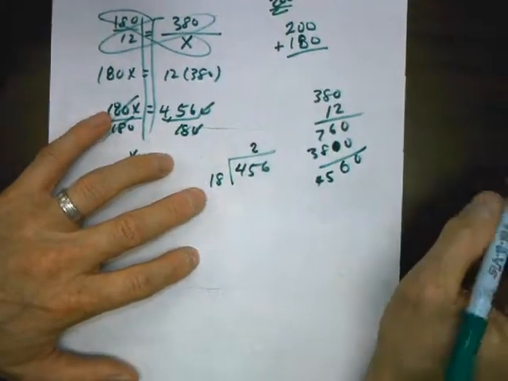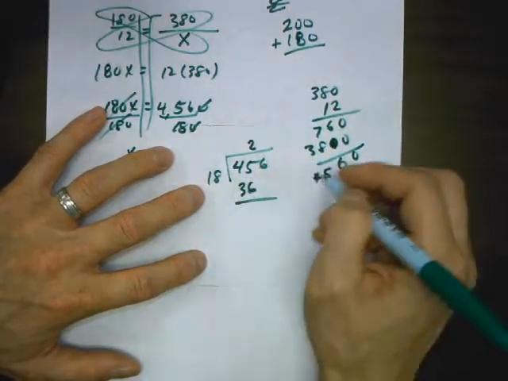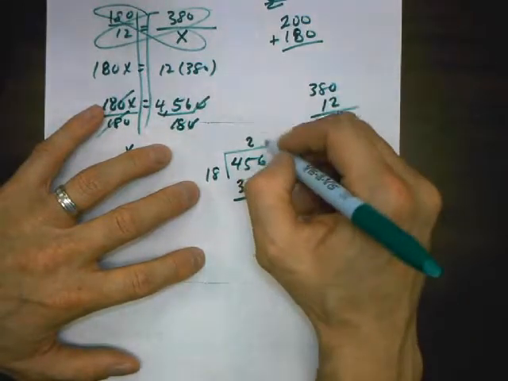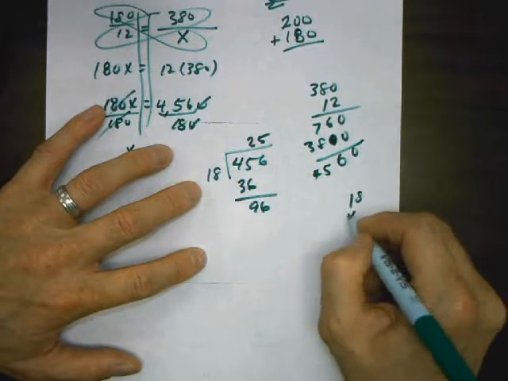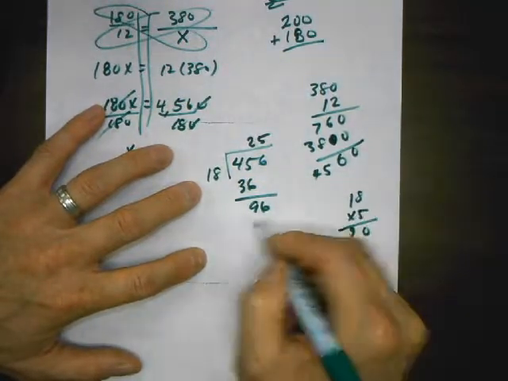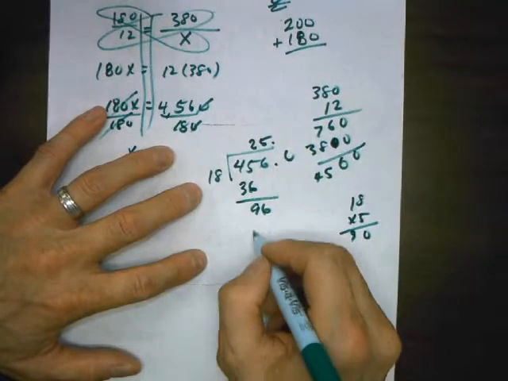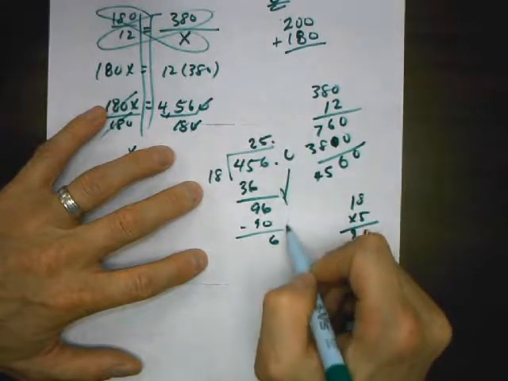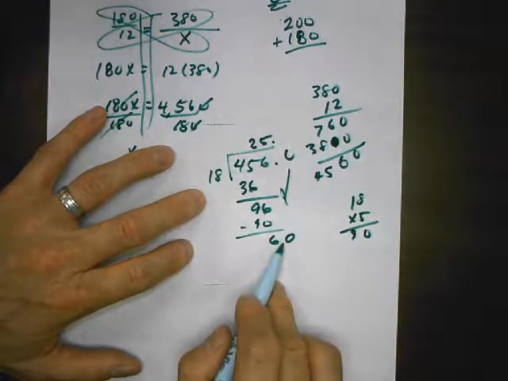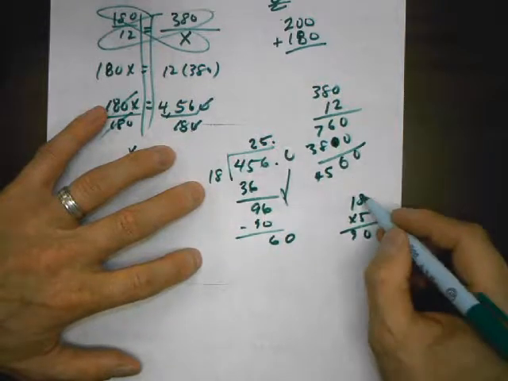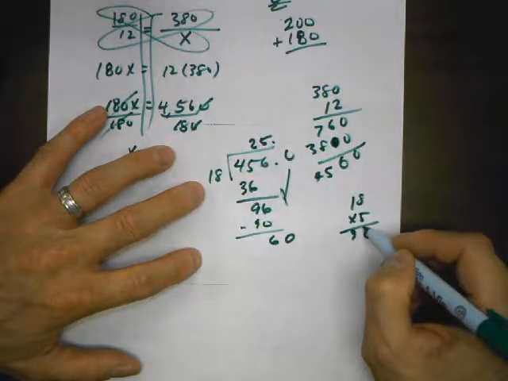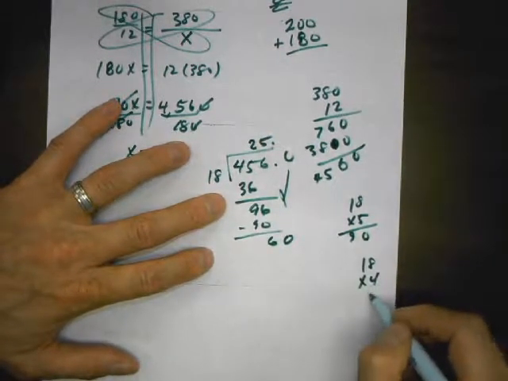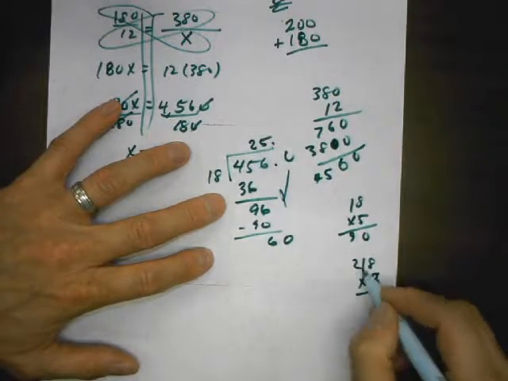18 goes into 45 about 2 times. Subtract these. 18 goes into 96, I think about 5 times. Let me check that. 18 times 5. I think so. Looks pretty good. Put a decimal. So 18 times 5, it looks like that was 90. Subtract. Drop down to 0. 18 goes into 60 about, well, 18 times 5 is 90, so it's going to be smaller than 5, right? 18 times 2 is that, so maybe try like 18 times 4 maybe? Or 3 probably is going to work. 24, yep.